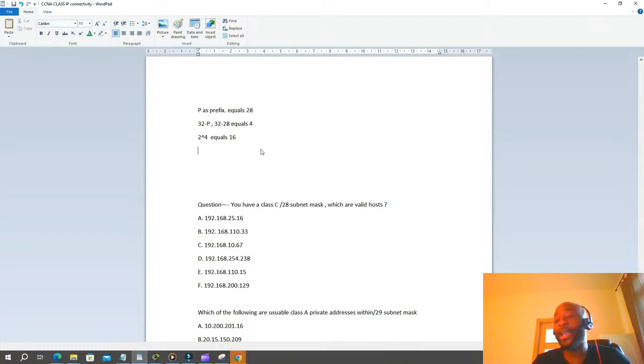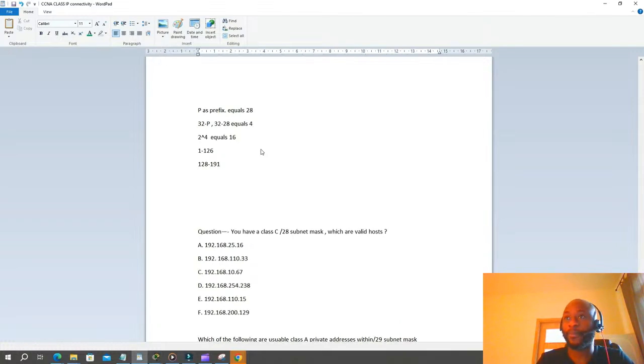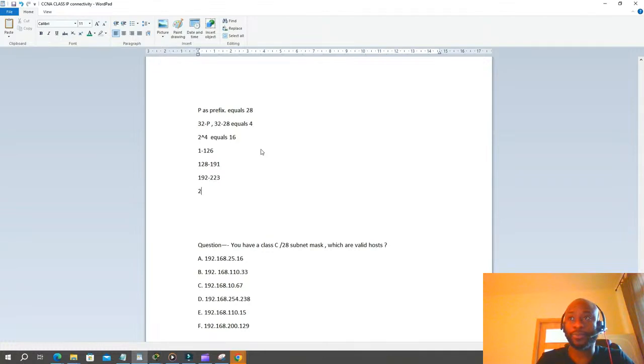Classful IP range. Class A is between 1 and 126. Class B, 128 to 191. 127 is reserved for the loopback address. Class C is 192 till 223, right? Then 224 until 239. These are the classes. So this actually falls into class C, yeah?